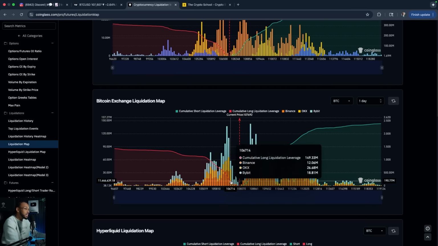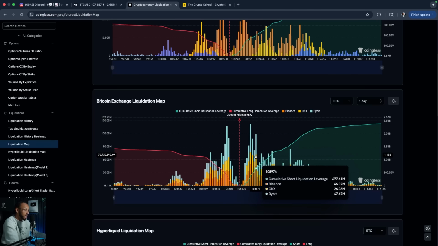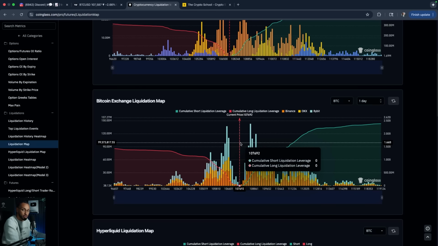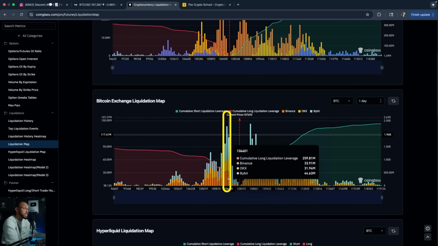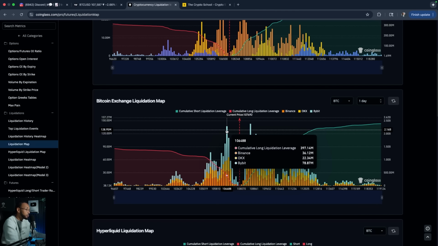And what we can see are now bars on the left side and the right side of this red line. These are liquidation levels. Or in other words, for example, do you see this big line right here? I mean, this really tall blue, orange, and yellow line right here. This is a liquidation level. And do you see how it says cumulative long liquidation leverage 397 million? And above that, it says $106.4 thousand. What that means is that at that level, if Bitcoin's price goes down to $106.4 thousand, there will be $397 million worth of liquidations available to be liquidated.